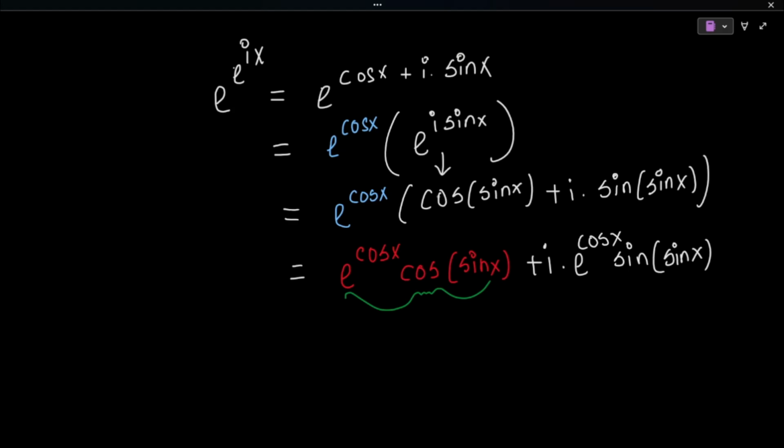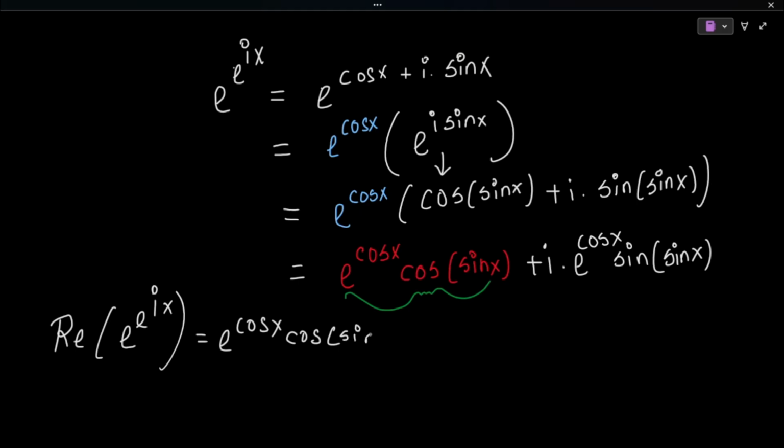Now, if you break it down by multiplying them, you simply get the first term as e to the power cos x multiplied by cos of sin x plus an imaginary term. But if you notice, the first term is exactly our integrand. This would mean that the real part of e to the power e to the power ix is nothing but our integrand, which is e to the power cos x multiplied by cos of sin x.